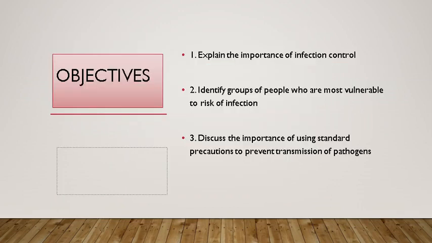The objectives. Number 1, explain the importance of infection control. 2, identify groups of people who are most vulnerable to risk of infection. Number 3, discuss the importance of using standard precautions to prevent transmission of pathogens.